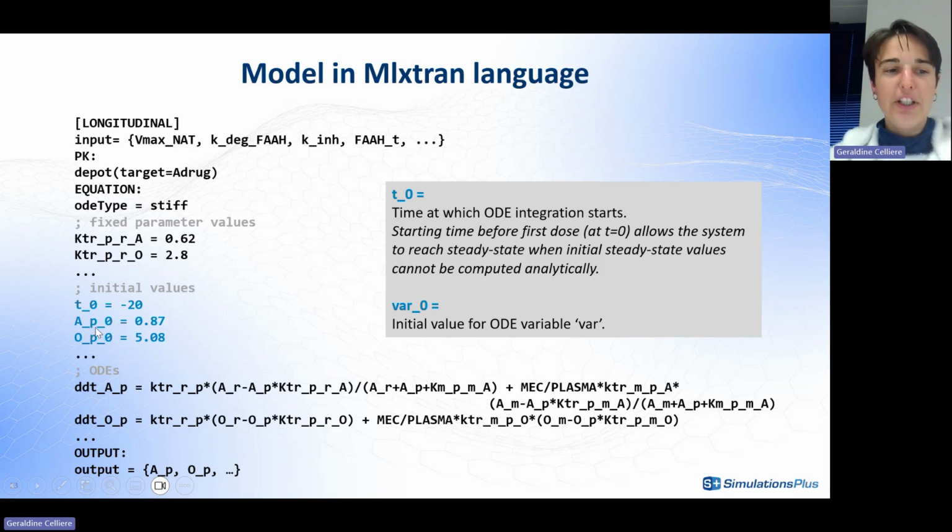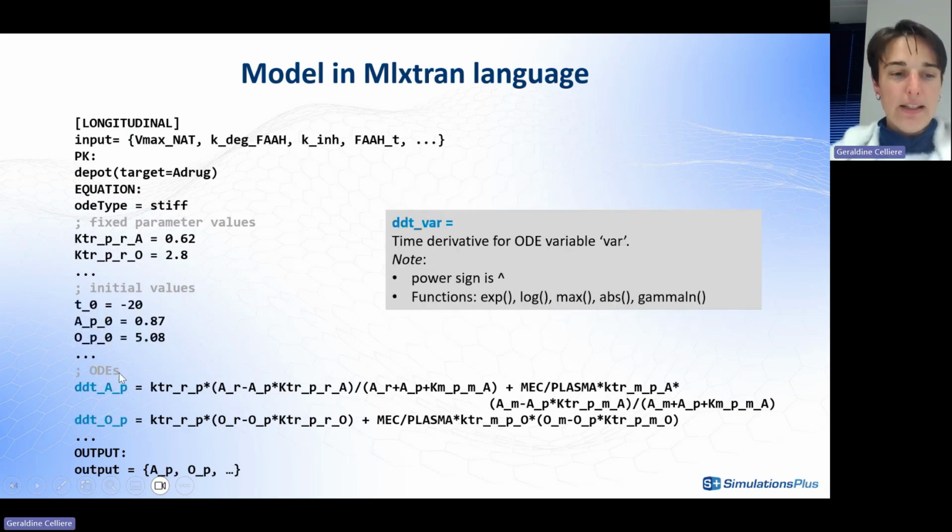Just below here, you see the definition of the initial value for 2 different variables. To define an initial value, we use the syntax _0, and what we have before is the name of the variable. So here my variables are called A_P and O_P. In this part, I have the definition of the time derivatives of my ODE variables. And here the syntax is ddt_ and then the variable name. And then you just put the equation as you would do in any other software. If you need to use a power, it would be this small symbol here. And then we have many functions like exponential, log, max, absolute value, etc.